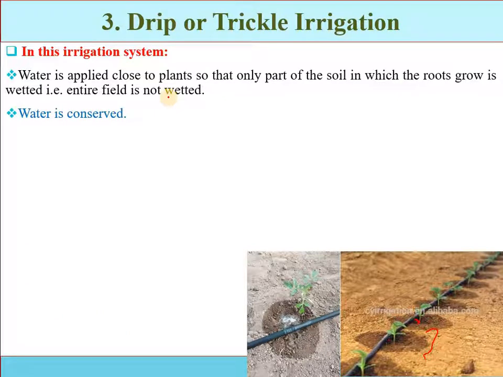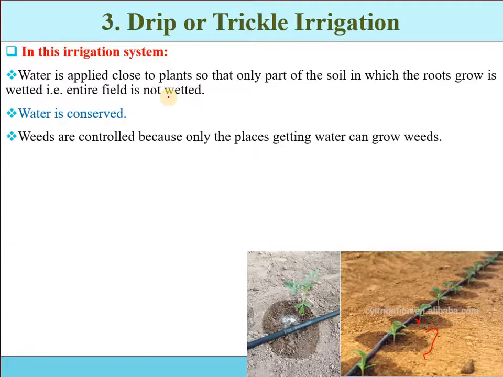The entire field is not wetted, so the water is properly conserved, the unwanted area is not irrigated, and the losses are reduced. The water will be effectively and efficiently applied. Weeds are controlled because only the places getting water can grow. The unwanted places are not irrigated, so the unwanted plants are reduced.